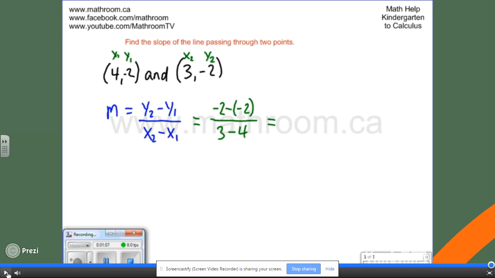Now we find the answer for the top. -2 minus minus. If we subtract a negative, that turns into a positive. So -2 plus 2 is 0. 3 minus 4 in the denominator is -1. 0 divided by -1 is 0. So the slope of the line between these two points is 0.